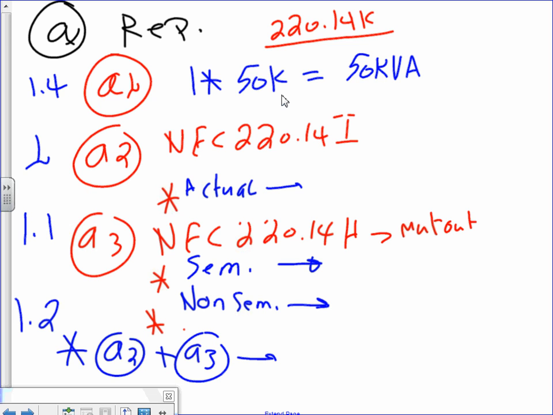Actual. 220.14(I), it tells you the actual. Can you guys see that? So for receptacles, you have to do two calculations. One is 1 volt amp per square foot. The second one is the actual. Okay, anybody can tell me how many receptacles Brandon decided to throw in this building?